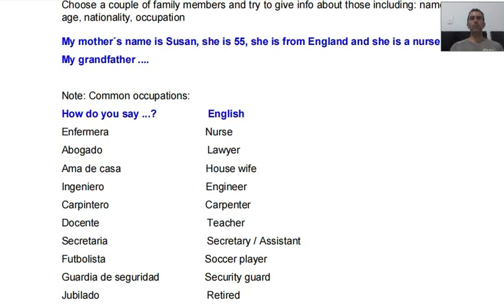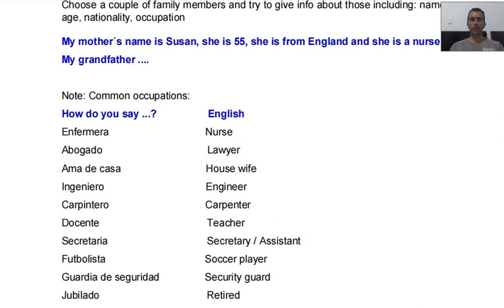Let's check on pronunciation. Nurse, lawyer, housewife, engineer, carpenter, teacher, secretary or assistant, soccer player, security guard, retired.